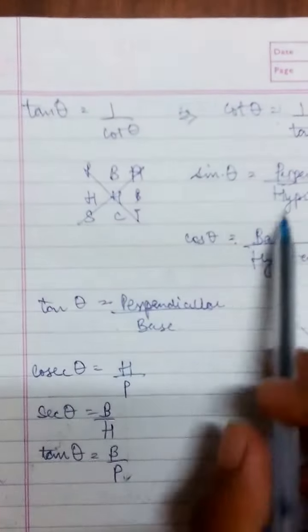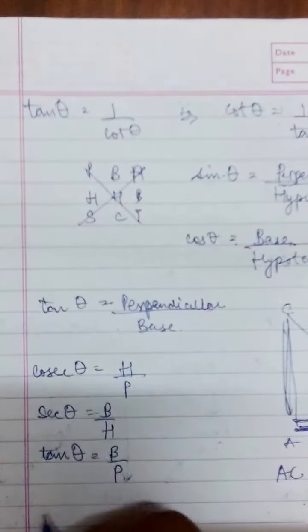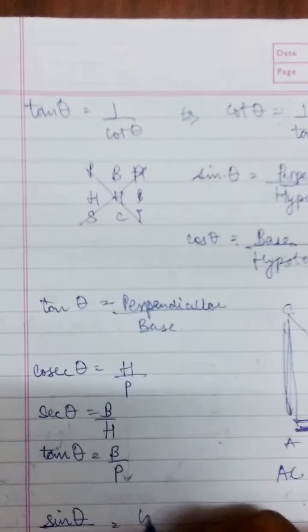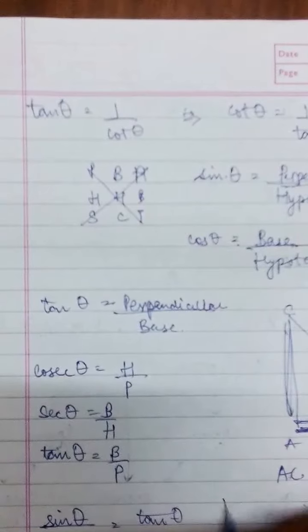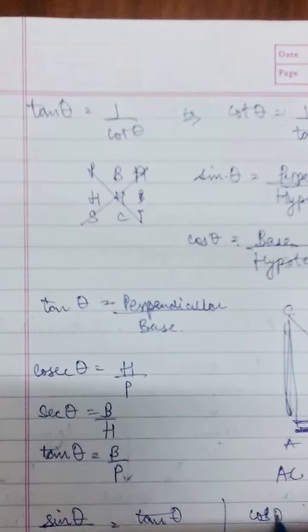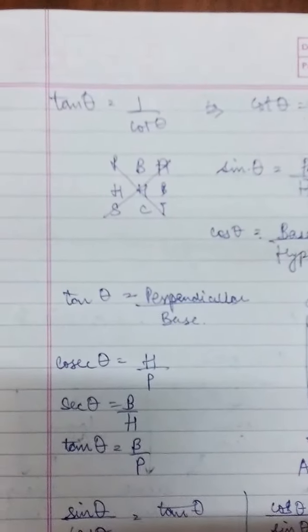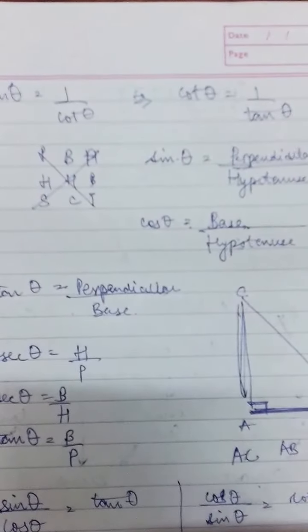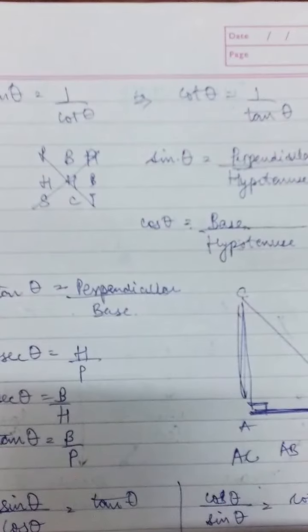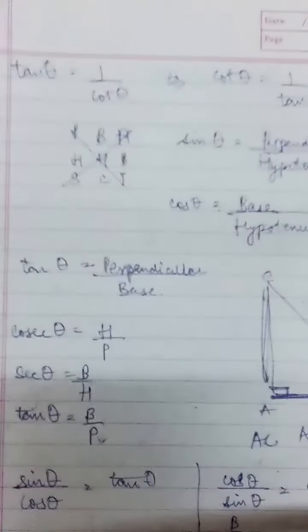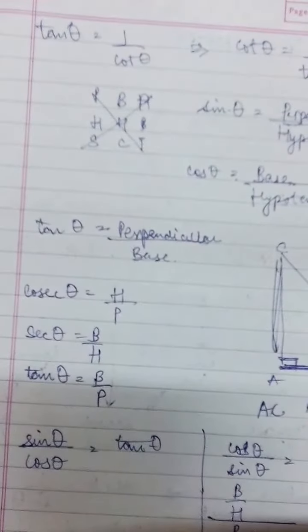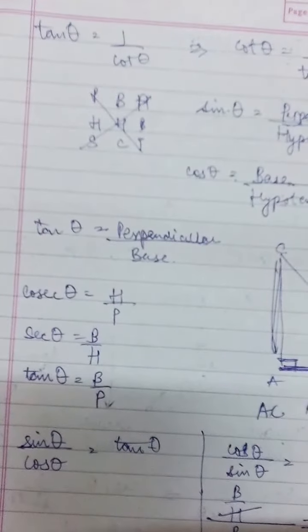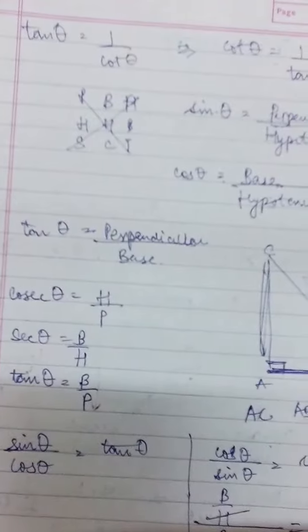So from all these relationships, you can easily say that sine theta upon cos theta is equal to tan theta, or cos theta upon sine theta is equal to cot theta, because cos theta is base upon hypotenuse upon sine theta is perpendicular upon hypotenuse. So hypotenuse cancel out, giving us base upon perpendicular, which is equal to cot of theta.